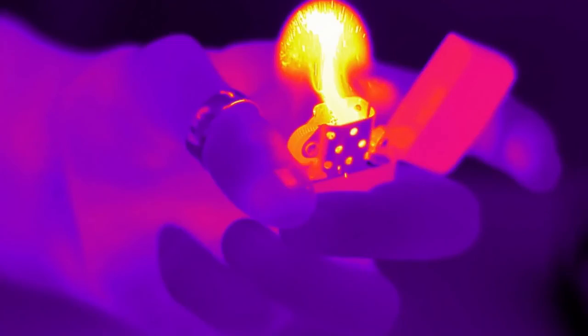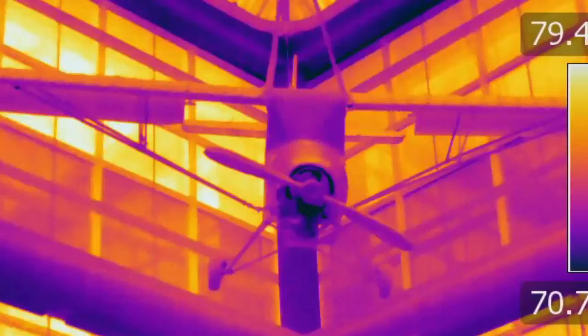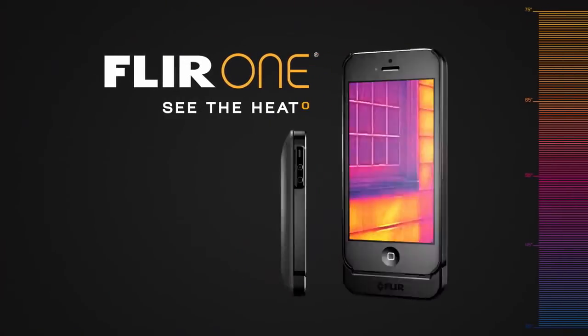Because once you see the heat, you'll never look at anything the same again. FLIR 1. See the heat.